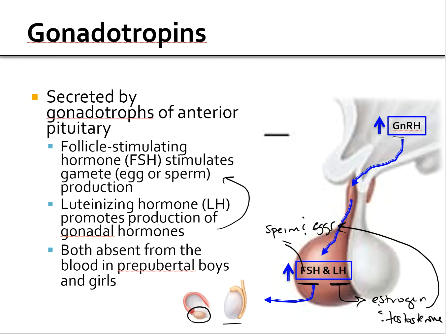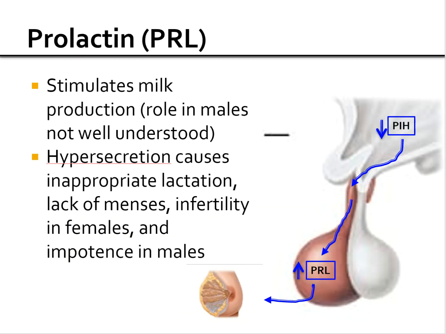Now, these two hormones are both absent in prepubertal boys and girls. This is why you don't have ejaculation and you can't have pregnancy before you hit puberty, because these hormones aren't present to produce sperm or the egg, based on whether it's a male or female reproductive system. Our last hormone of the anterior pituitary is prolactin.